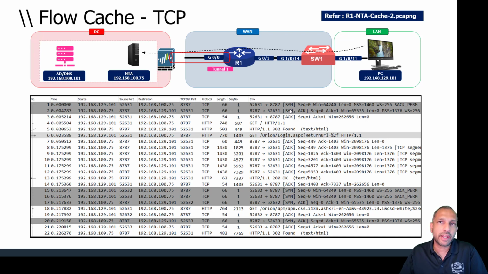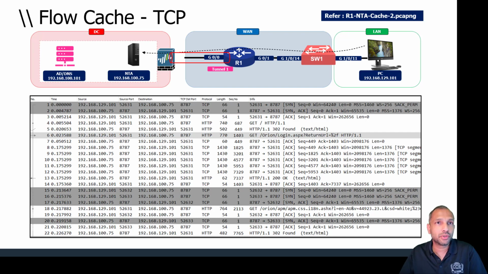So now the three-way handshake is happening, and then these are TCP packets, and you can see I tried to access HTTP port number 8787, which is the SolarWinds NetFlow Traffic Analyzer access port. That's why the traffic goes to port 8787. Just to make it simple, I just accessed HTTP, so this traffic is not encrypted.